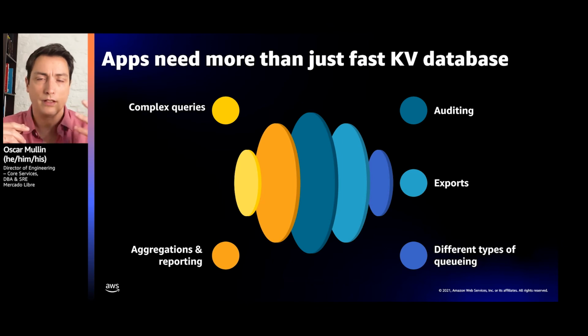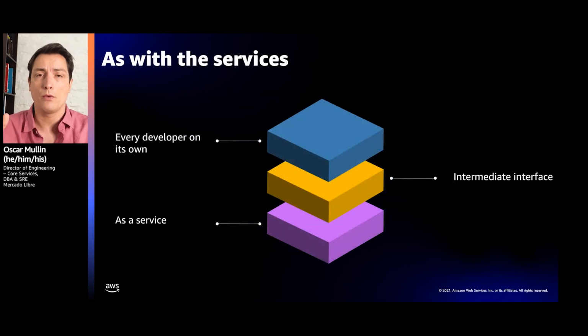They need different data access patterns. We will also have the need for auditing, who is doing what, when, and where. We need also the ability to export data, the ability to transmit data through the organization with different channels. So we need much more than that. And you can provide that to your developers in 3 different ways, right?